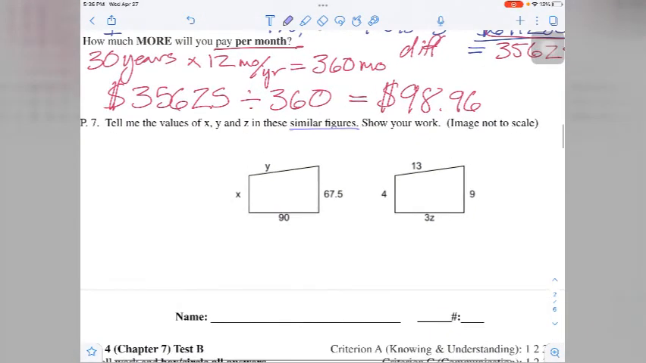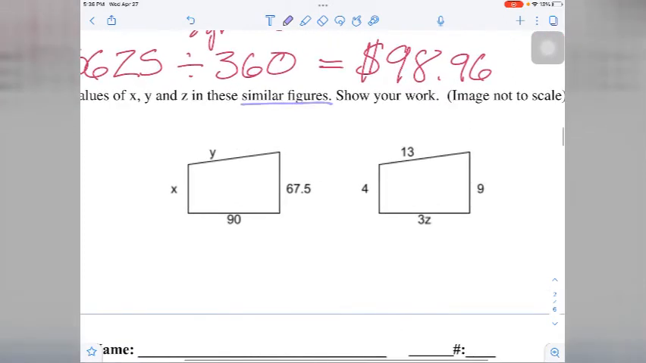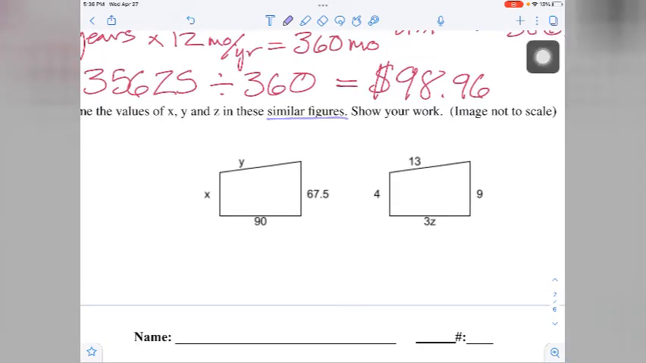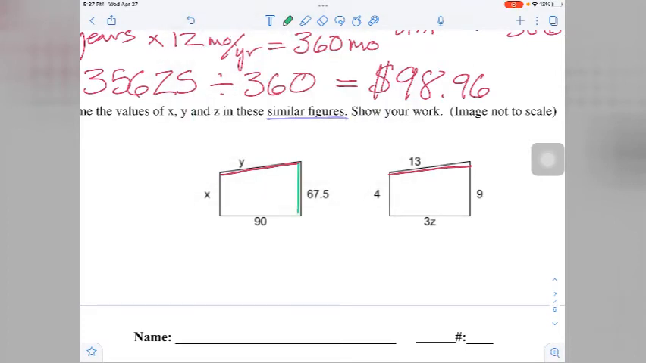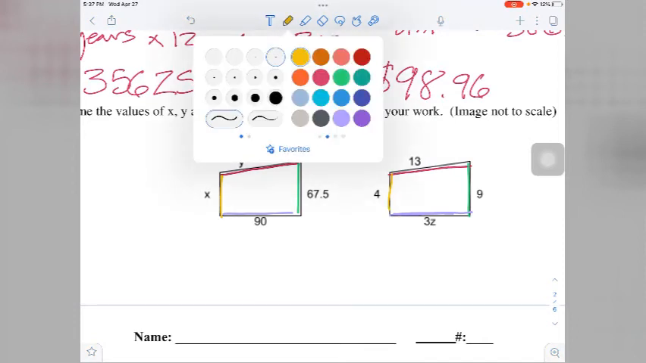So for the highly proficient, it says that we need to figure out what the missing values are for these two similar figures. The fact that they're similar means that all their angles are the same and they have proportional sides. So I can look for the corresponding sides. y goes with this 13 length here, 67.5 corresponds with 9, 3z corresponds with 90, and x corresponds with 4.